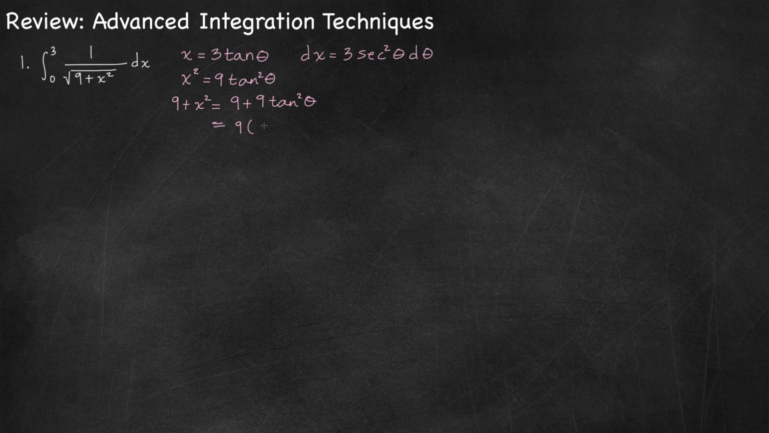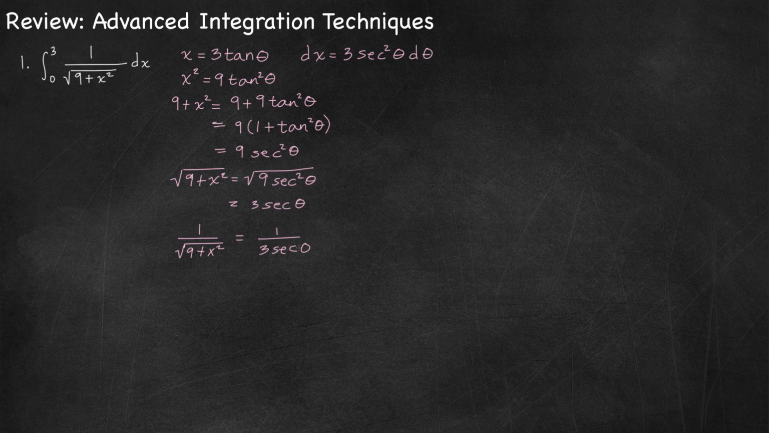I can factor a 9 out of that expression. So I get 9 times 1 plus tangent squared theta. And 1 plus tangent squared theta is secant squared theta. So I get 9 secant squared theta. So I can substitute that in for the 9 plus x squared. Now we actually have the square root of 9 plus x squared. The square root of 9 plus x squared, and I'm just going to take the square root of both sides of this equation, would be the square root of 9 secant squared theta, and the square root of 9 secant squared theta is 3 secant theta. Okay, then we have 1 over that, 1 over the square root of 9 plus x squared. So 1 over the square root of 9 plus x squared is 1 over 3 secant theta.